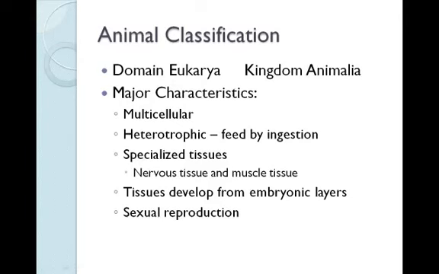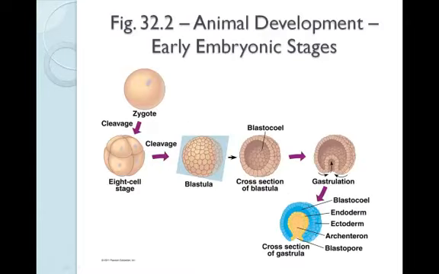So what is an animal, and how are animals distinguished from other groups of organisms? Animals are grouped in the kingdom Animalia within the domain Eukarya, the domain that includes the eukaryotic organisms. All animals are multicellular. Animals are heterotrophic and must get an organic carbon source. They have to feed by some form of ingestion, as opposed to plants that can photosynthesize or fungi that can absorb nutrients. In addition, all animals have specialized tissues, such as muscle tissue and nervous tissue, that develop from embryonic layers. And animals primarily reproduce through sexual reproduction.